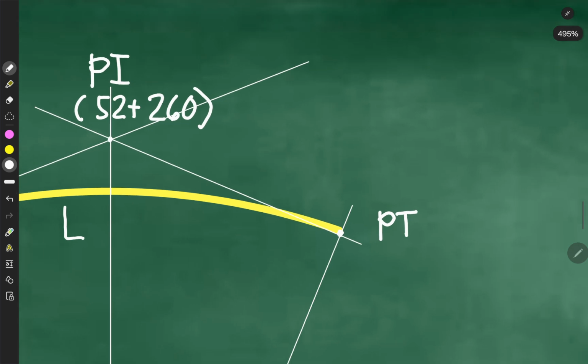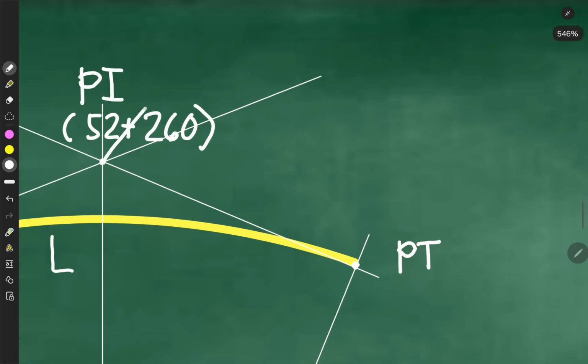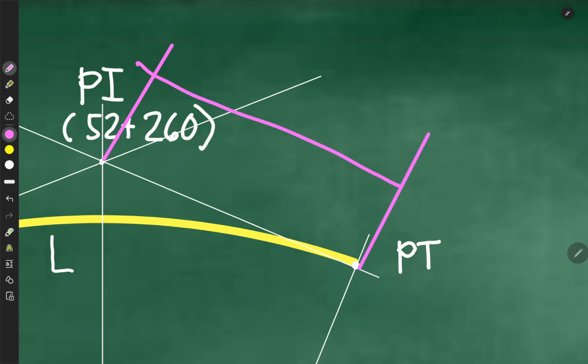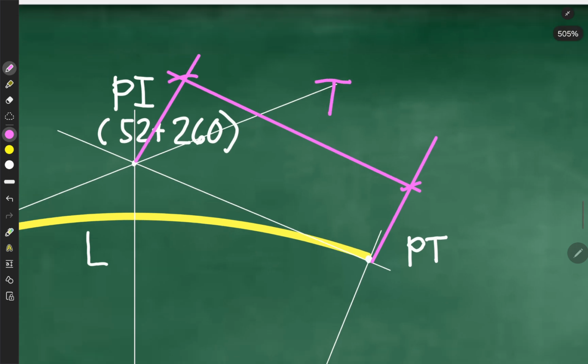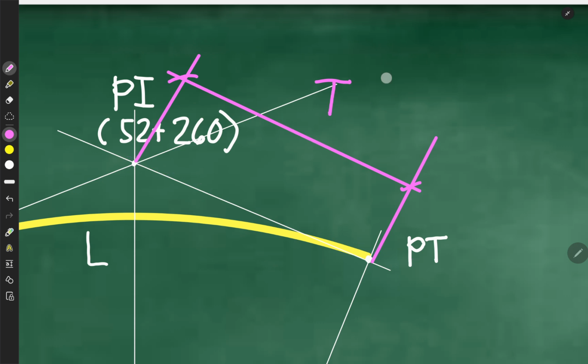Again, if we know the station of PI, is it right to just add the tangent distance, which is the T from earlier? To solve for the stationing of PT, can we use the stationing of PI plus T, so we're at PT? Again, that is not possible. We should always go along the curve.